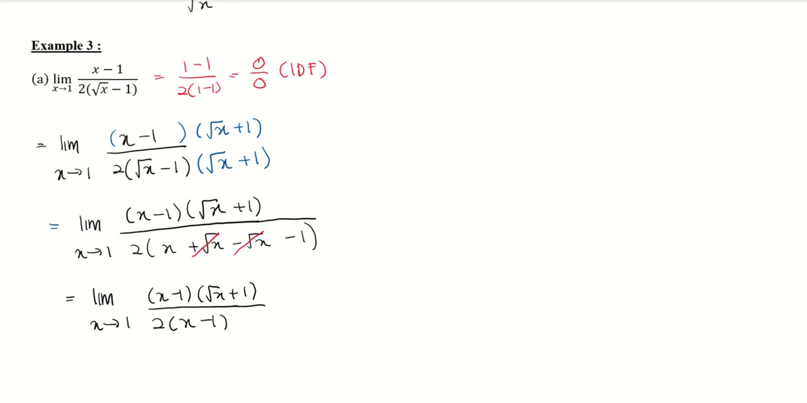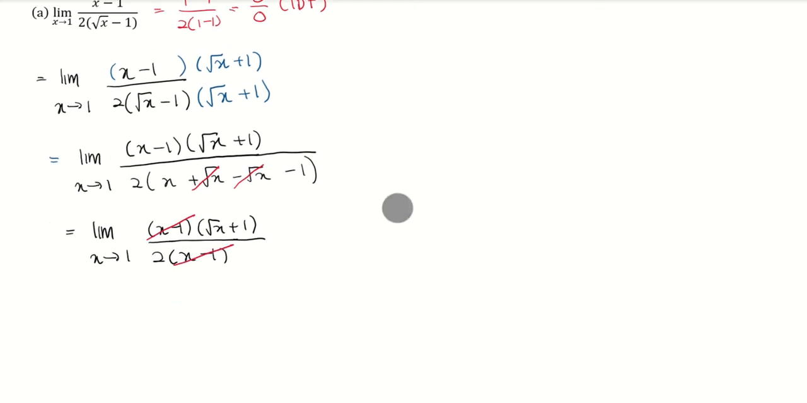Now we're going to cancel that, which is x minus 1 over x minus 1. So we are left with square root x plus 1 over 2. And now we can substitute the limit, which is 1. So we get square root 1 plus 1 over 2. This is 2 over 2, which is 1.